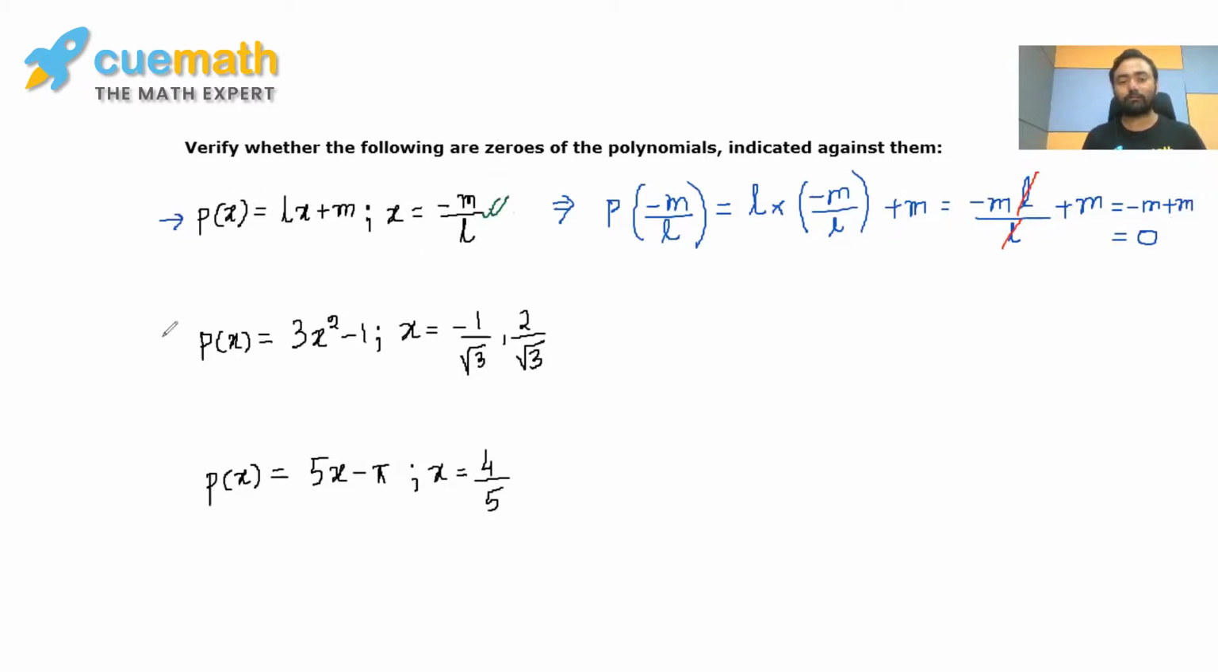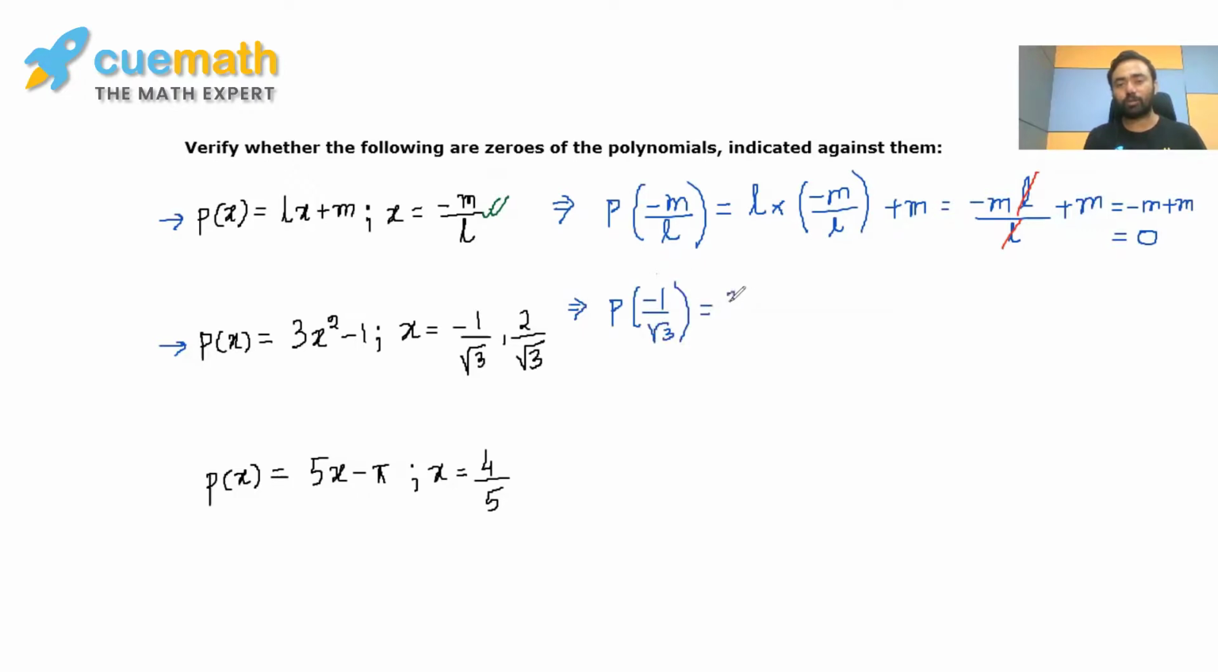Let's now check for the second polynomial p of x, where p of x equals 3x square minus x, and there are 2 values of the variable given. Let's check for both. So let's first check for the first one, where in place of x, we'll substitute negative 1 over square root of 3.